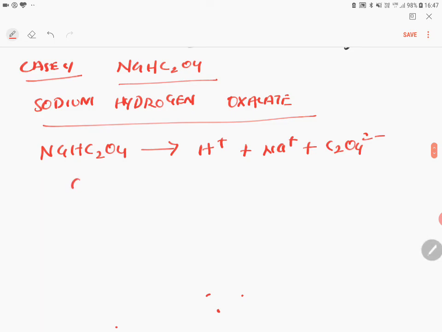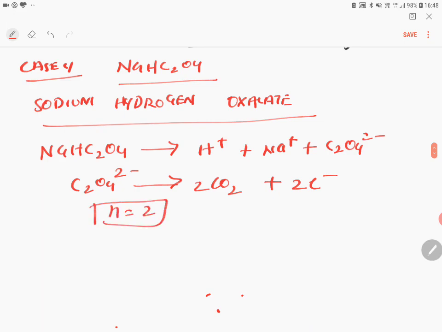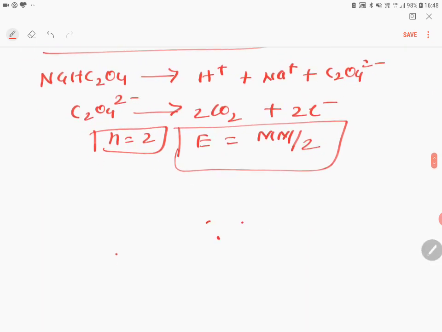That is, C2O4 2 minus will undergo oxidation to give CO2 and the electron. For 2 carbon atoms it is 2 here, and here it is 2. So what is the n factor? N factor is equal to 2. Therefore equivalent mass of sodium hydrogen oxalate is equal to molar mass divided by 2. This calculation I am not doing. You know the atomic mass of sodium is 23, hydrogen is 1, carbon is 12 and oxygen is 16. So take it as a homework or assignment and do it.